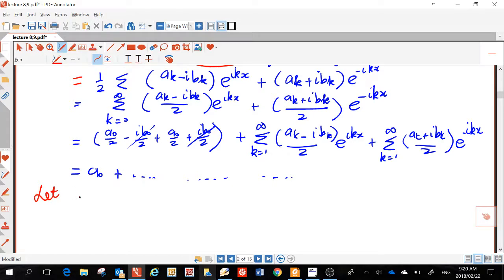Let C_k be (A_k minus i B_k) over 2. I'm just giving him a new name, C_k. So let's call the first guy (A_k minus i B_k) over 2. Let's now take C minus k, meaning that I must change k into minus k. So what will happen? C minus k will become A_k plus i B_k over 2.